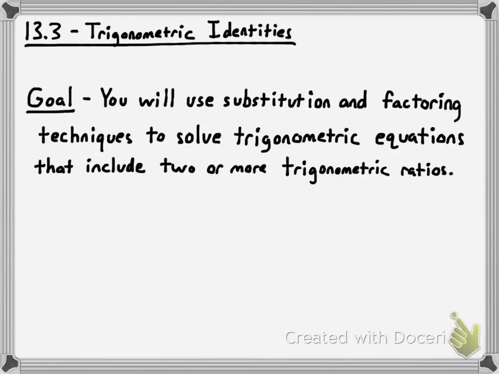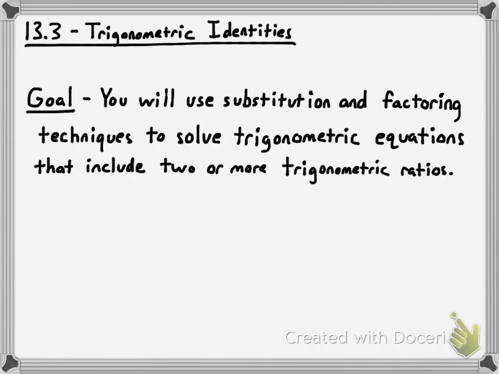We're back to working with trigonometric identities, and in this video we're going to be using the trigonometric identities that we've been learning in order to help us solve some more difficult trigonometric equations. The thing we're going to focus on here is using substitution and factoring techniques in order to solve trigonometric equations that include two or more trig ratios, meaning that you would have an equation with a sine and a cosine, or a sine and a tangent within it. You'll see those momentarily.